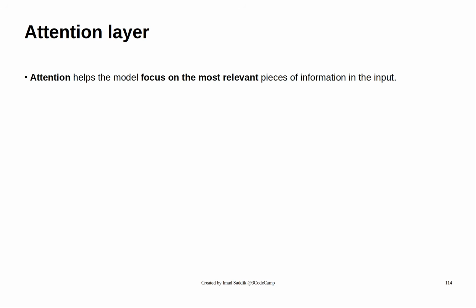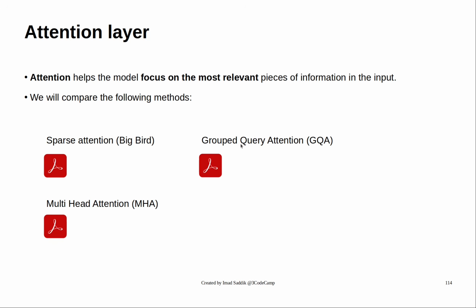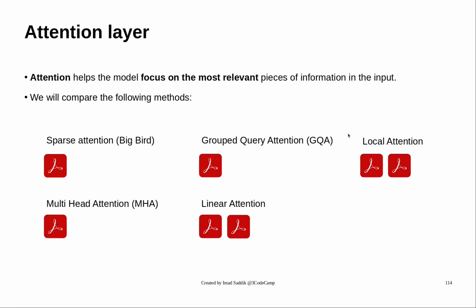If you forgot about why we use the attention layer in a transformer, let me explain that one more time. Attention is used to help the language model focus on the most relevant pieces of information in the input. In this video, we are going to compare the following methods. We have sparse attention, multi-head attention, grouped query attention, linear, local, and latent attentions.